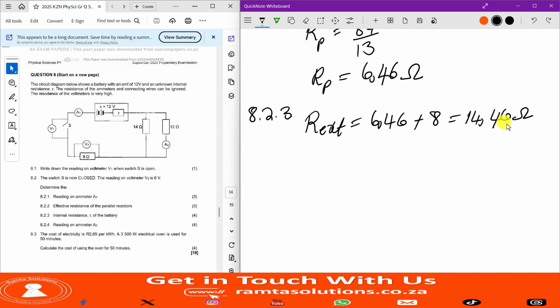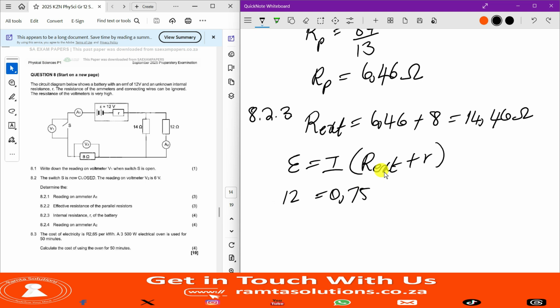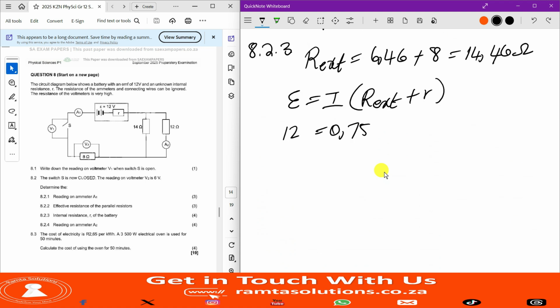14.46 ohms. Right? And we know when we talk of emf, we can say emf equals total current, open brackets, external resistance plus internal resistance. What is emf? Our emf is 12 volts. What was our total current? We got 0.75. Let me confirm. Yes, 0.75. We just said our external resistance is 14.46 ohms. Internal resistance, we do not know what it is.